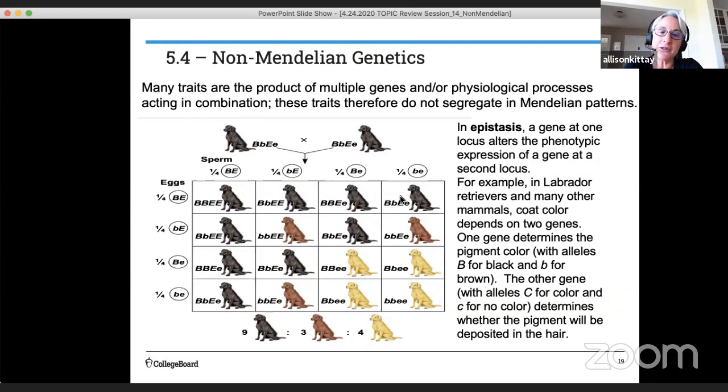And so you can see that in this dihybrid cross, 9 dogs are going to have black fur, either because they're homozygous dominant for the black allele, like here and here, or they're heterozygous for the black allele. In order to be a chocolate lab, you have to be homozygous recessive for the color allele, the pigment color allele, not the amount of color.